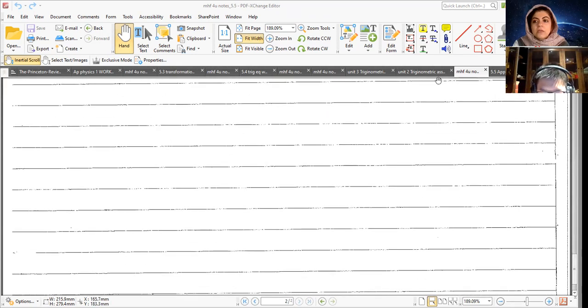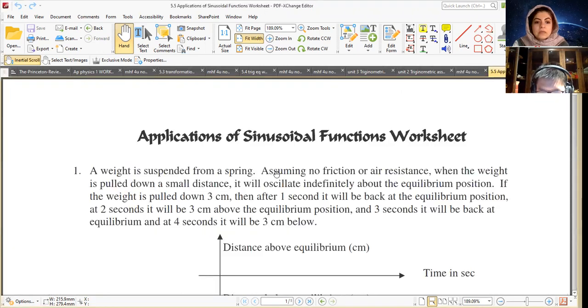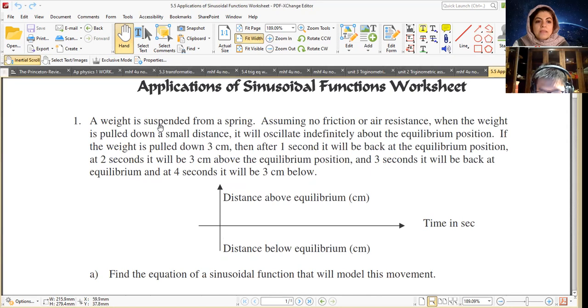Now, I'm going to go to one of the questions that is an application. Let's just do that. If a weight is suspended from a spring, assume no friction or air resistance. When the weight is pulled down a small distance, it will oscillate indefinitely about the equilibrium position. So you have the spring. So this is the spring. I hope you know what this spring is.